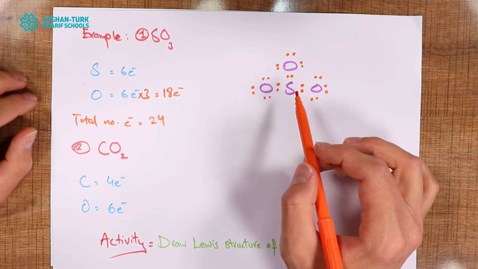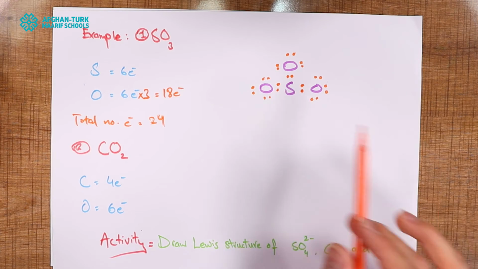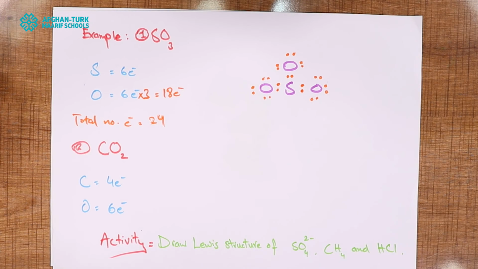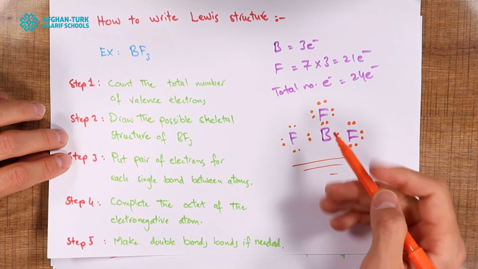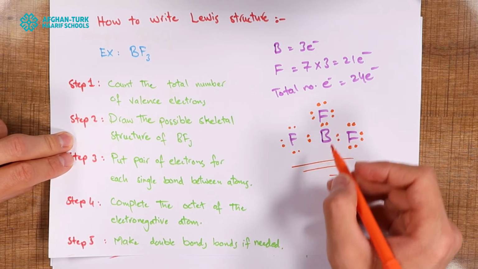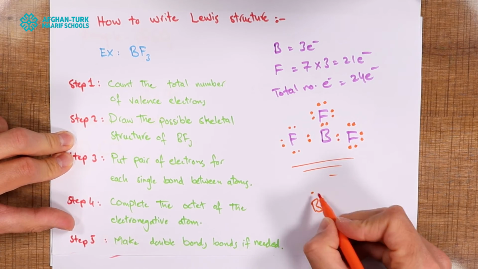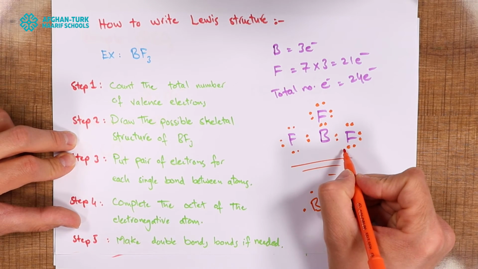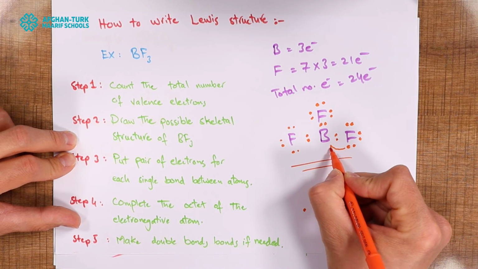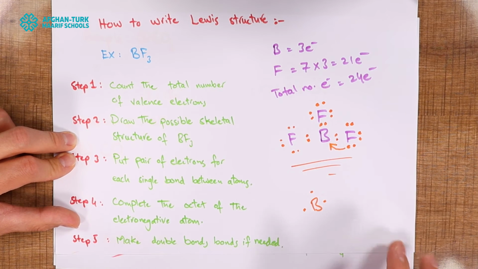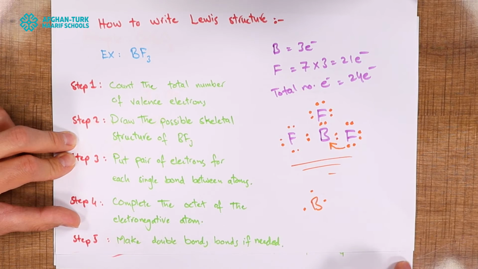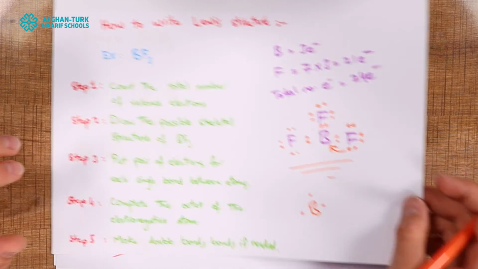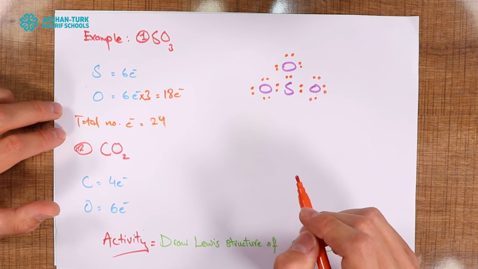Why didn't we fulfill the octet of boron? Because boron was an exception. Over here you can see that boron was an exception because boron has only 3 electrons in its outermost shell. It doesn't obey the octet, so that's why we cannot bring these 2 electrons as a double bond over here. And fluorine always has a single bond. That's also a reason.